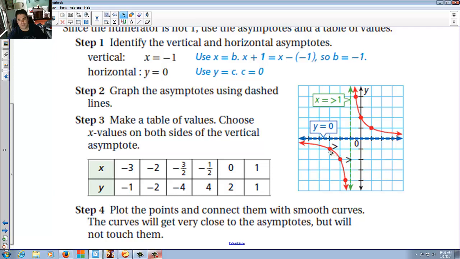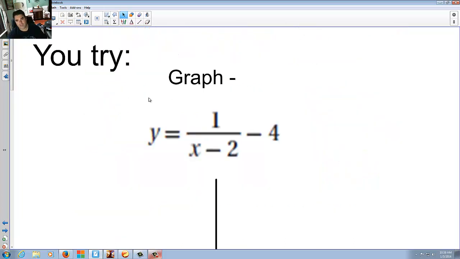In other words, this is going to go up, up, up, up, up, but never touch the asymptote. This is going to go to the right, right, right, right, but never touch the green line. This is going to go down, down, down, but never touch the blue. This is going to go up, up, up, and never hit the green. That's the idea. You try.